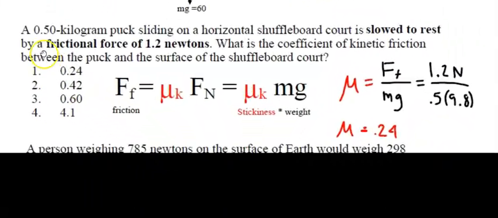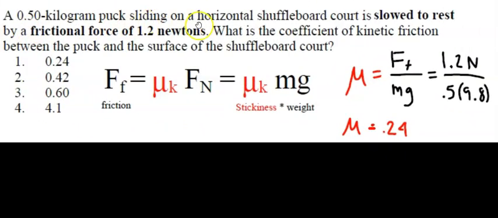In the next problem, a 0.5 kilogram puck is sliding on a horizontal shuffleboard court and is slowed to rest by a frictional force of 1.2 newtons. What is the coefficient of kinetic friction between the puck and the surface of the shuffleboard court? You don't need to use the physics reference table, and they're asking for the coefficient of friction. So if they ask you for the coefficient of friction, you just need formula 9. F equals mu N. And then you solve this, knowing that normal is equal to the weight mg.